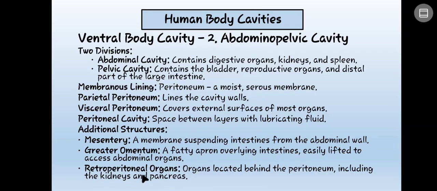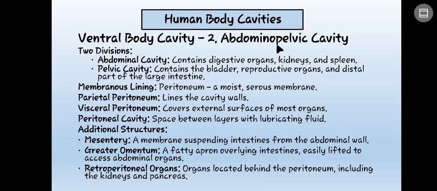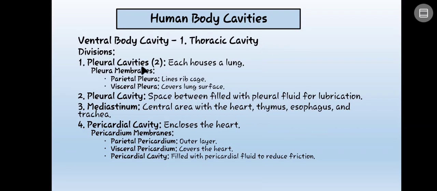Like I said, retroperitoneal organs are located behind the peritoneum. So let me go over it again. The ventral body cavity can be divided into the thoracic cavity, which is one, and the second is the abdominopelvic cavity. The thoracic cavity can further be divided into two, the pleural cavity and the mediastinum. Within the mediastinum, we have the pericardial cavity. Within these cavities, we have membranes that serve as a carpet lining the inner part of the cavities before the organs are laid within them.